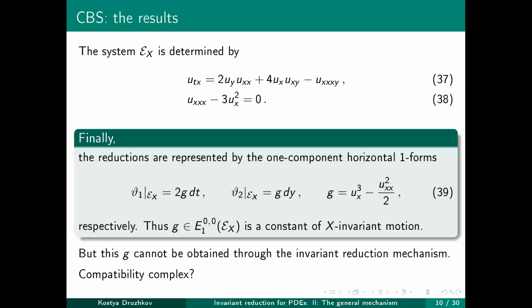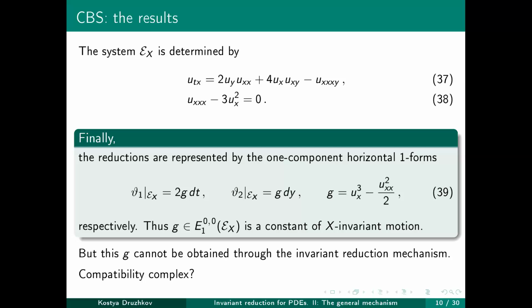One nice idea is to use compatibility complexes, but the problem with that, in this case, for example, is that the compatibility complex must be pretty long. Its length is not 3, it is at least 4, because the system is not differentially connected. So it's not that easy to construct the compatibility complex in this case. And besides, we have a lot of differential consequences of this equation of orders less than or equal to 4. So constructing the compatibility complex becomes challenging.